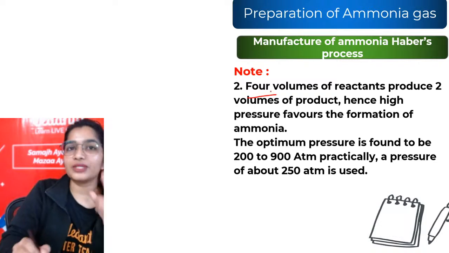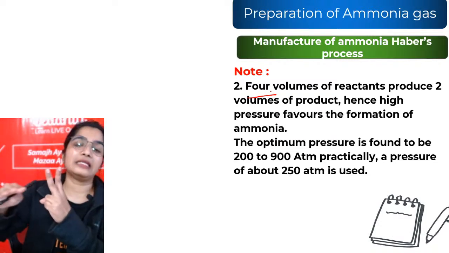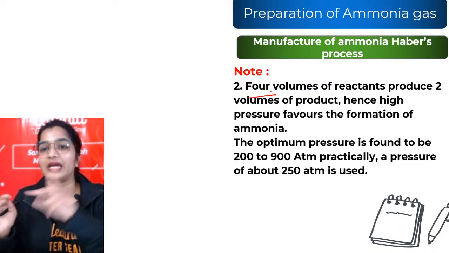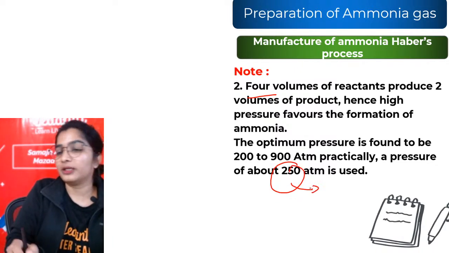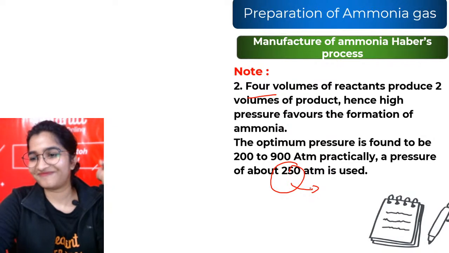So 4 volumes, as I told you, there will be decrease in the volume of the products, and the optimum pressure is like 250 atmospheric pressure is used.